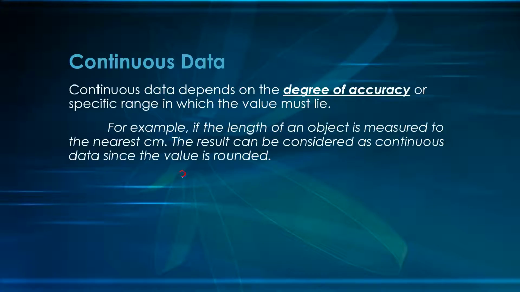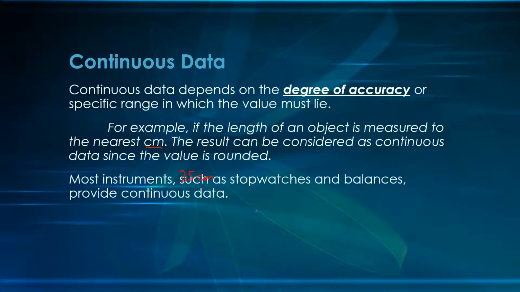Say, for example, we have to measure 35 centimeters, and when we measure that 35 centimeters, if it has a 0.4 centimeter at the end of it, we are not concerned with that because we are looking for the nearest centimeter. So when you think about this, you would realize that most instruments, such as stopwatches and balances, provide continuous data, since below a certain unit value, they are not able to give you a value.